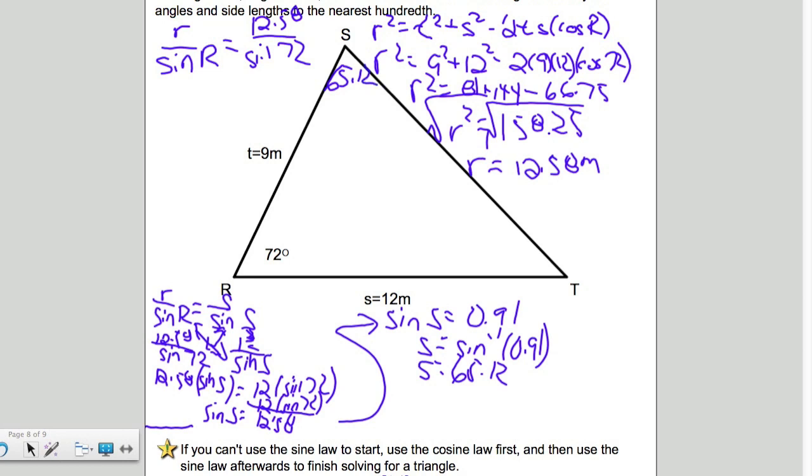And how do we get angle T? I would probably do the sine law again, to be honest. But I'm going to subtract it. So 180 minus 72, minus 65.12 gives us 52.88.